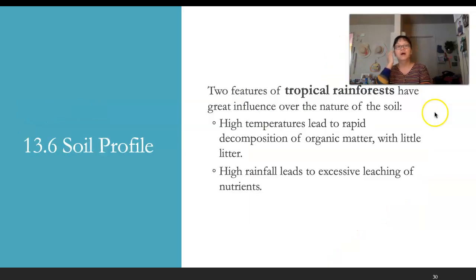So these are the two features of the soil profile in tropical forests. The high temperature leads to rapid decomposition. The heavy rainfall leads to leaching of nutrients.